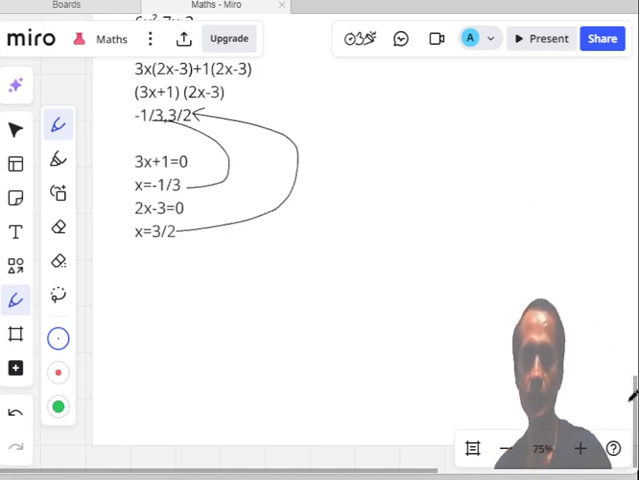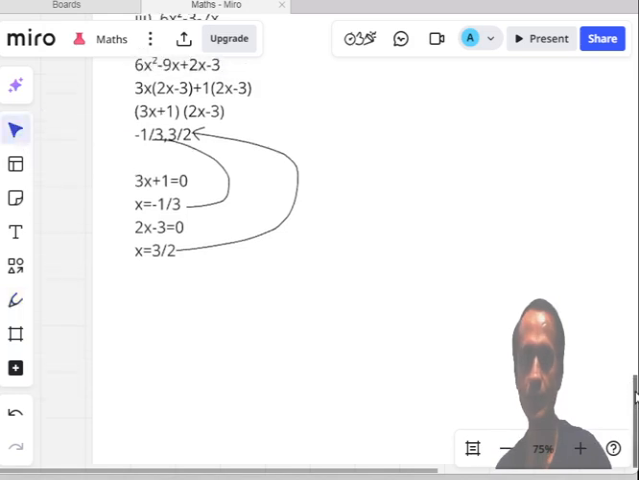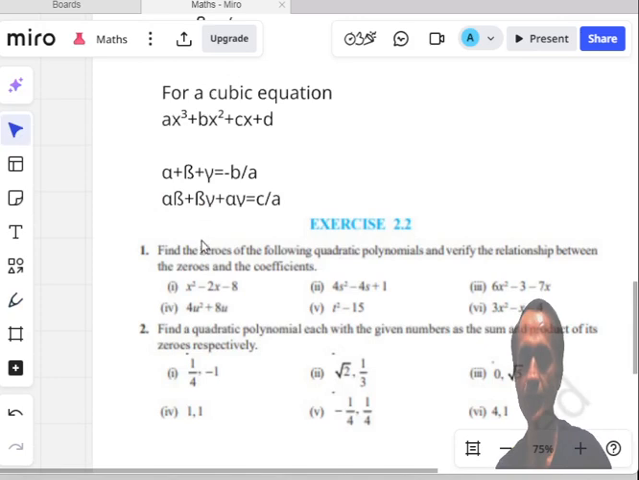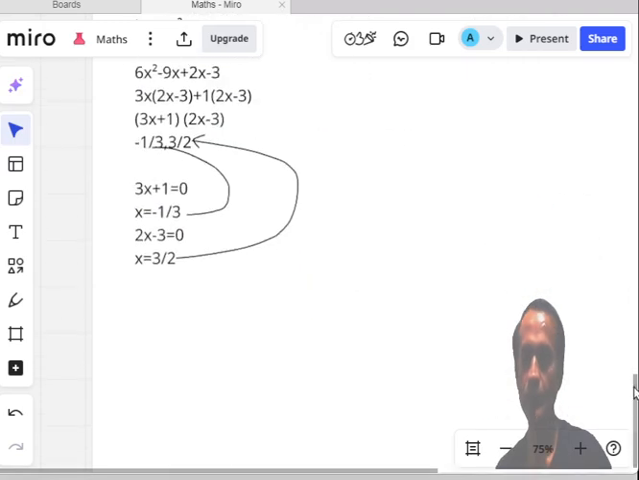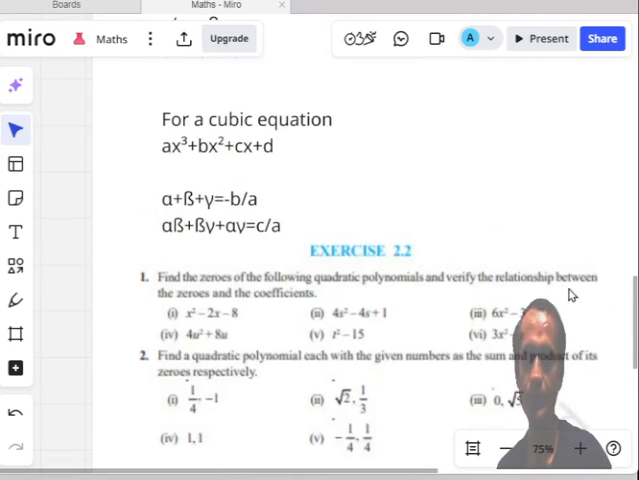So one part of the question we have solved: find the zeros of the quadratic polynomial. We have found the zeros. Now we need to verify the relationship between the zeros and the coefficients.